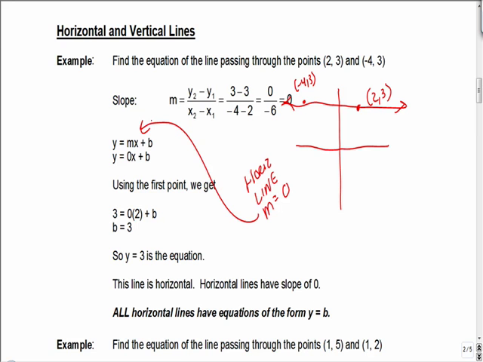Like we said before, this line is horizontal. Horizontal lines have a slope of 0. And probably the most important fact here is that all horizontal lines have equations of the form y = b, where b is, in fact, the y-intercept.